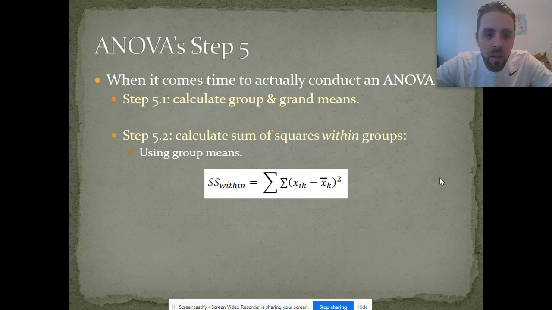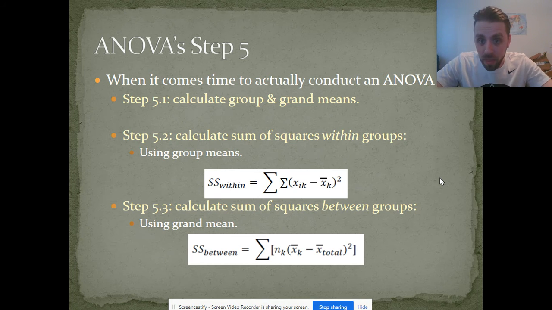The sum of squares within is the summation of x_ik, where x_ik is each observation, minus its group mean, squared and then summed. So for each observation, we subtract its group mean from it, we then square it, and then we sum it, and then sum that for all groups that you have within the problem.